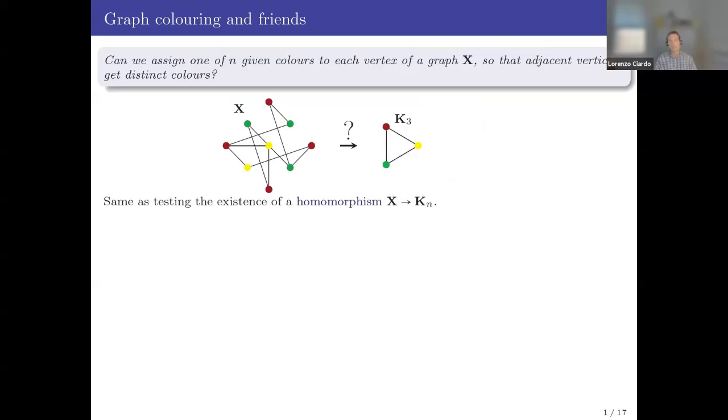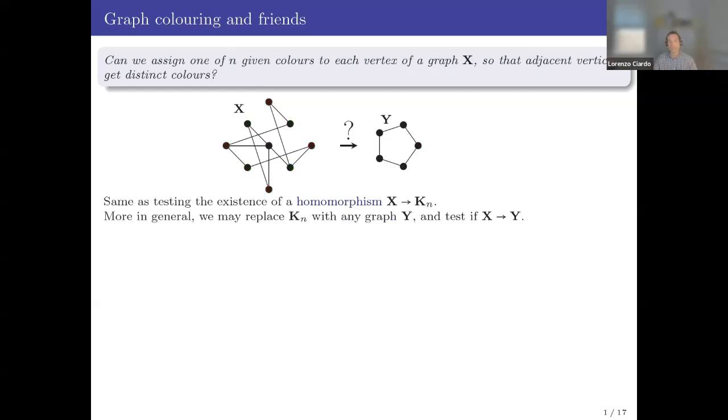So this is the same as finding a homomorphism, an edge preserving map from the vertices of X to the vertices of K3, or Kn, the complete graph having n vertices. And then this allows me to generalize this to any graph instead of the complete graph. So I can replace Kn with any graph Y and test whether X is homomorphic to Y.